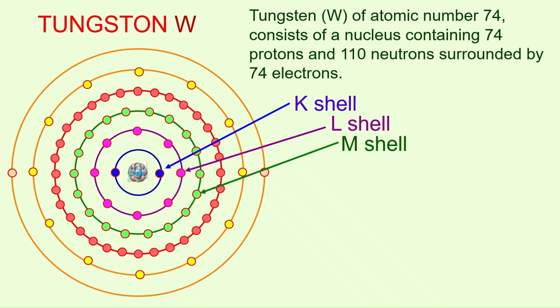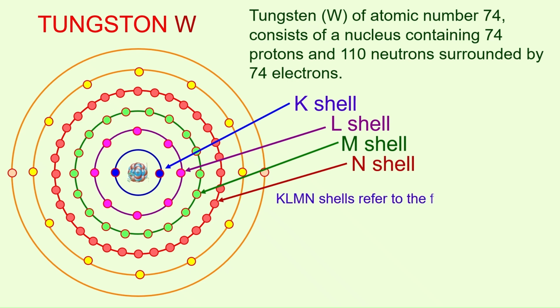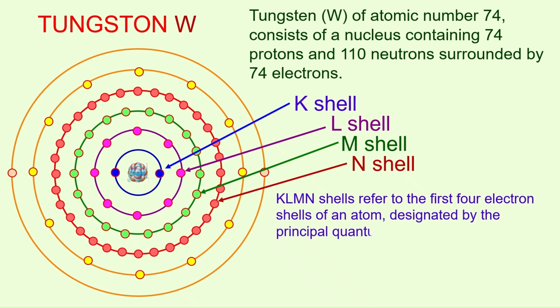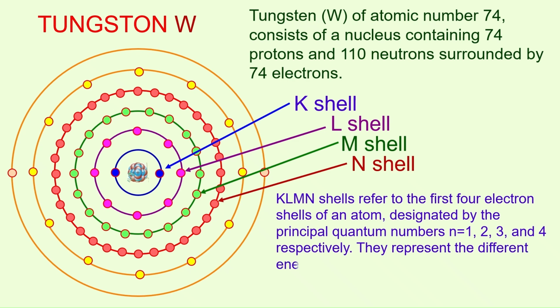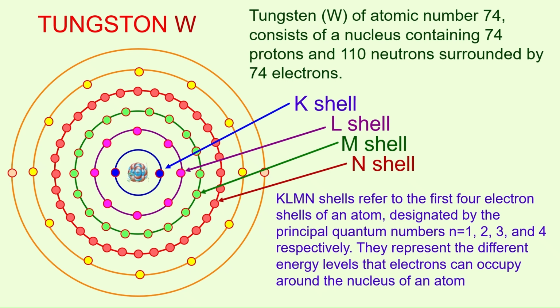K shell, L shell, M shell, N shell refer to the first 4 electron shells of an atom, designated by the principal quantum numbers n equals 1, 2, 3, and 4 respectively. They represent the different energy levels that electrons can occupy around the nucleus of an atom.